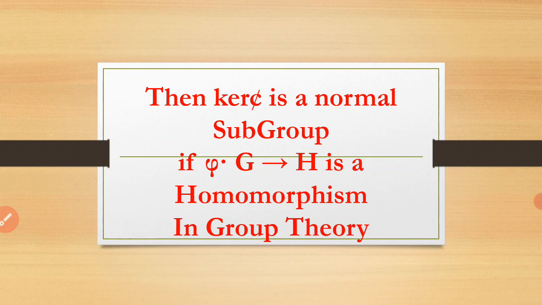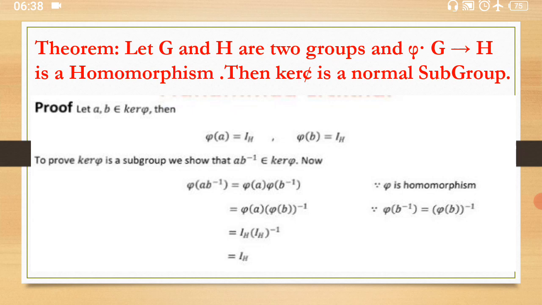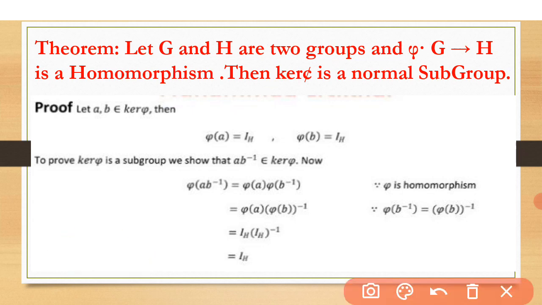M. Asif Math Corner. Today, inshallah, we will study that the kernel of phi is a normal subgroup if phi is a mapping from G to H that is a homomorphism. Homomorphism means an operation-preserving mapping in group theory. We have a theorem. Let G and H be two groups. Then the mapping phi from G to H is a homomorphism. Then the kernel of phi, meaning the elements mapped to the identity element, is a normal subgroup.